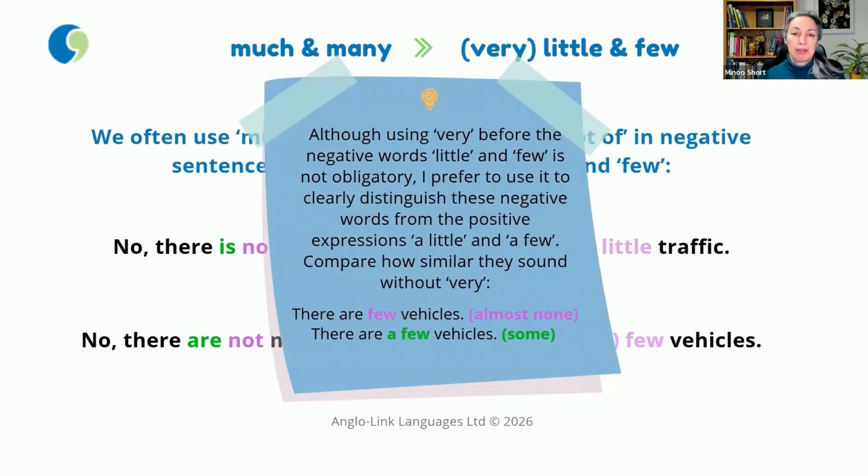Compare how similar they sound without very. There are few vehicles, almost zero, almost none. There are a few vehicles. Now, with that little sound, we mean there are some vehicles. The meaning has totally changed. That's why I like to add very before these two little words.